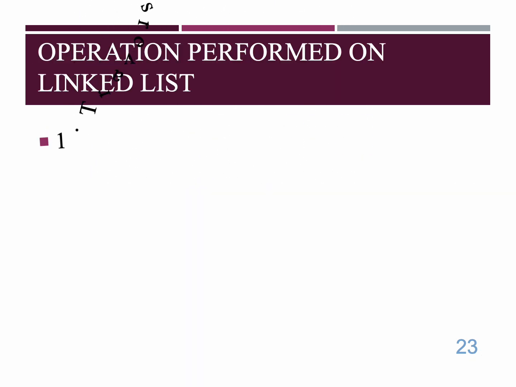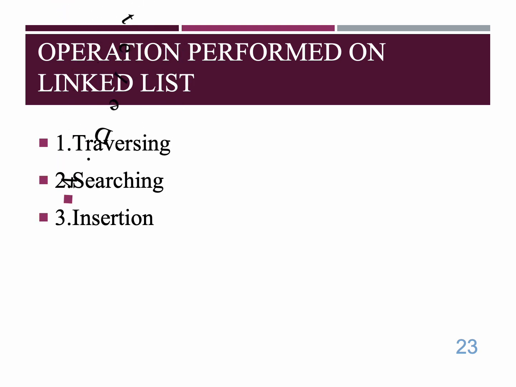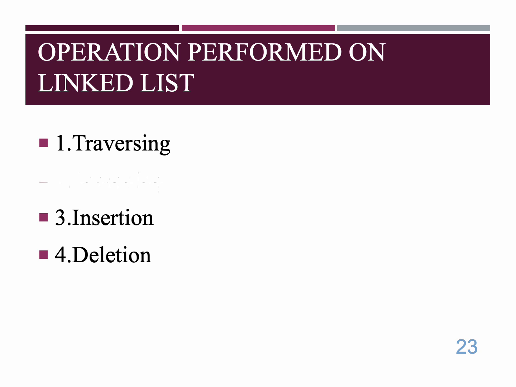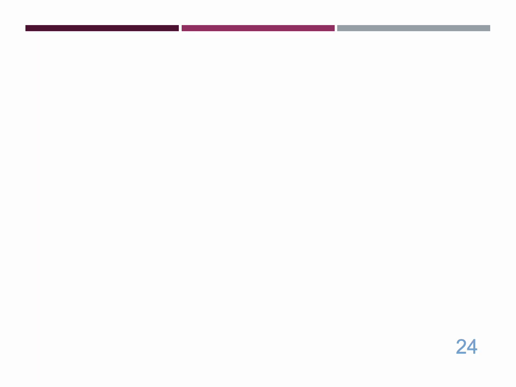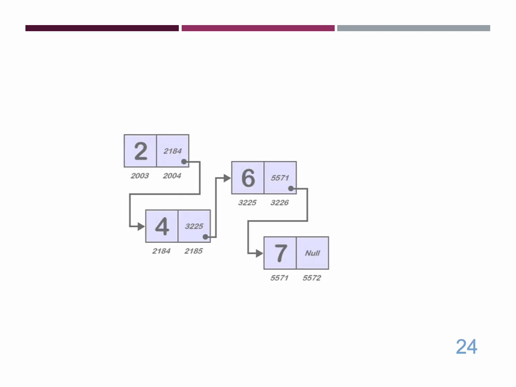These 4 operations are performed on linked list: traversing, searching, insertion, and deletion. We already looked at and discussed this type of operation before. So these 4 operations are performed on linked list specifically. So we'll now look at an example here.